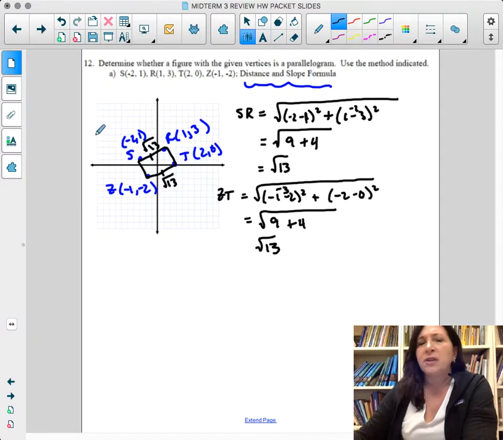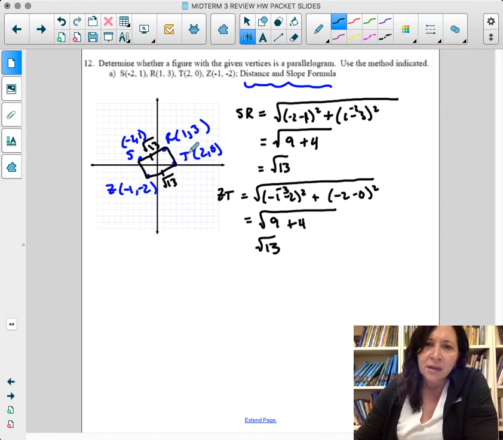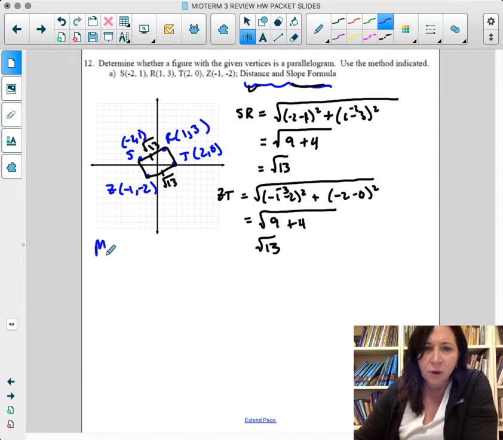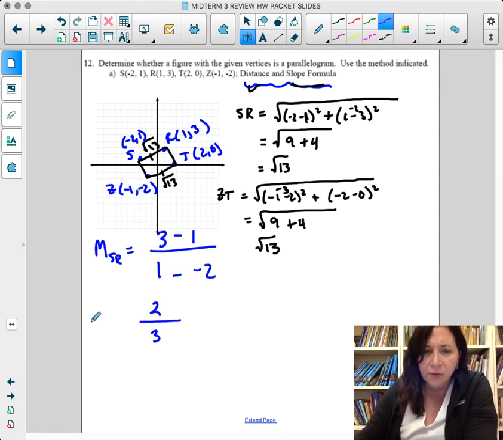Now, for this to actually be a parallelogram, we've already used the distance formula. Now we're going to use the slope formula to prove that the one pair of opposite sides is both congruent and parallel. So for them to be parallel, my slopes need to be the same. So now I'm going to find the slope of SR: subtract my y's over subtract my x's. 3 minus 1 over 1 minus negative 2. So I get 2 over 3. So the slope of SR is 2/3.